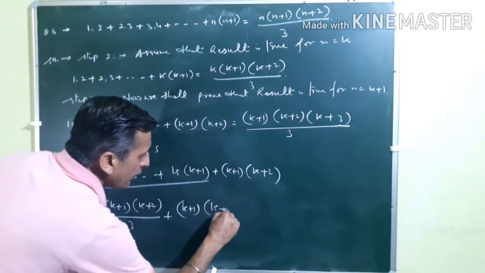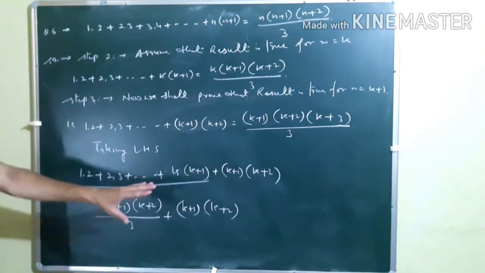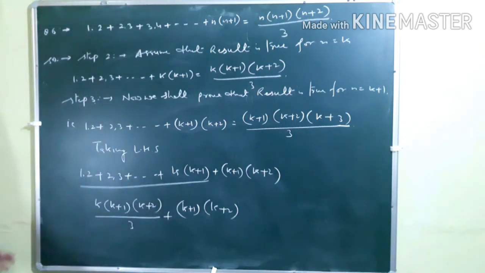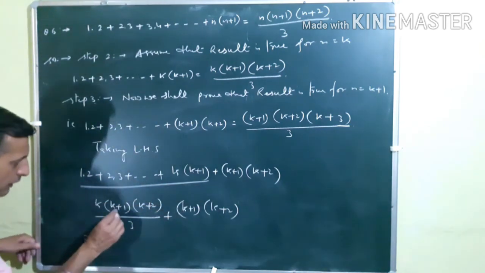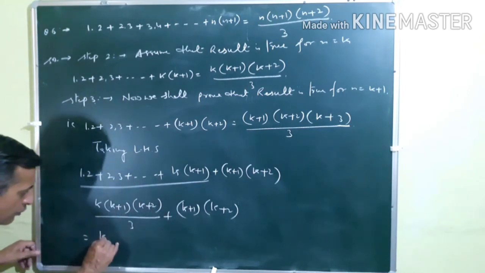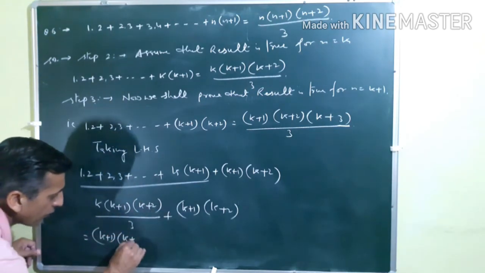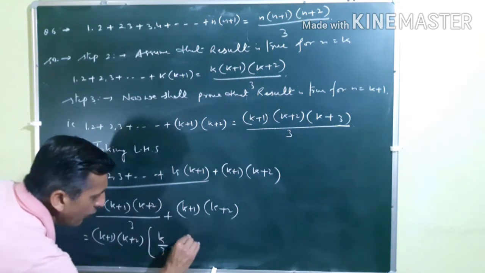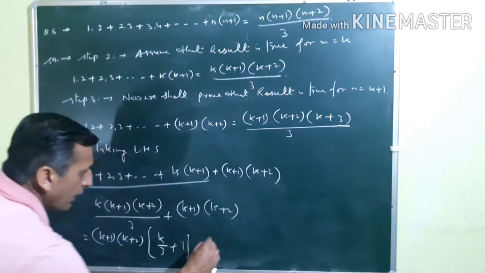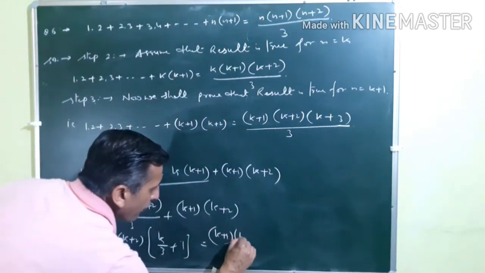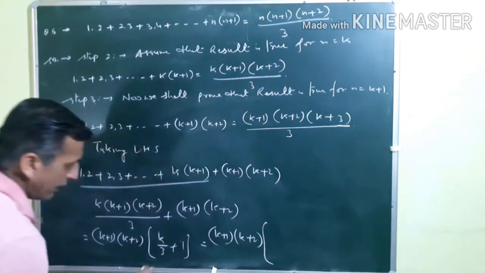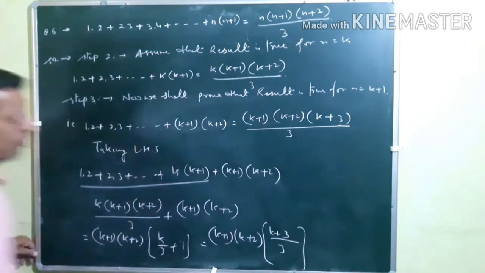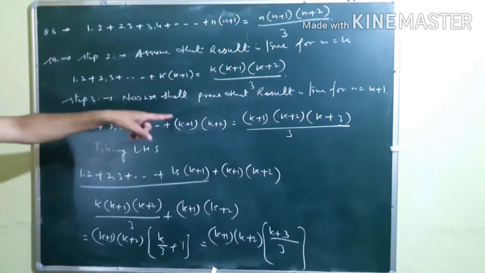Once again, if you want to solve this calculation, you have to take the common terms if it is possible. Here naturally k plus 1 and k plus 2 are both common, so you can easily take k plus 1 into k plus 2 out. From here it is k by 3 plus 1, which is equal to k plus 1 into k plus 2, and 3 is the LCM, so that is k plus 3 upon 3, and that is the whole. Done, and that we have to show.